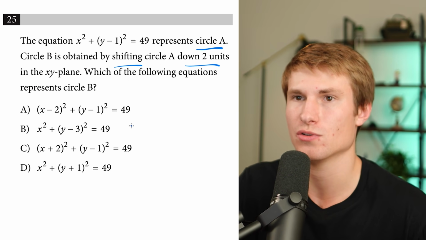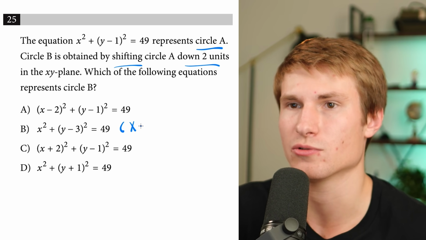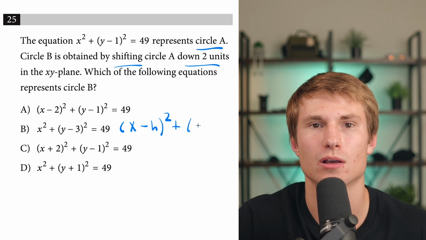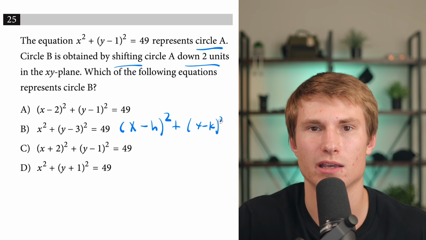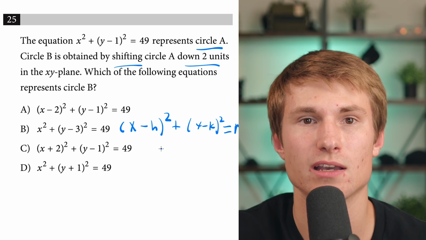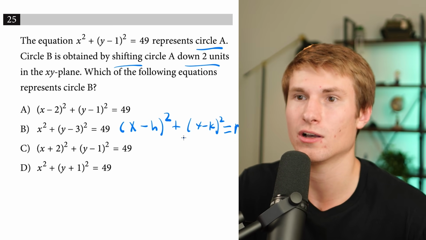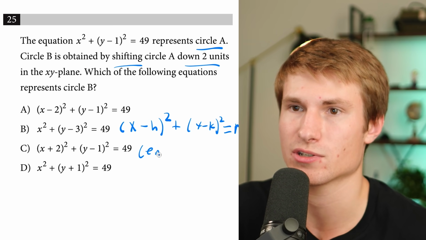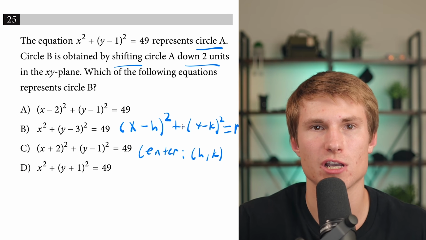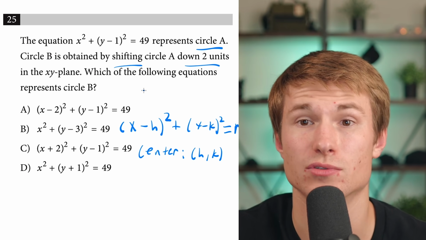So first, I want to show you what the circle equation is. The circle equation is this: (x minus h) squared plus (y minus k) squared is equal to r squared, where r is your radius, k is the center y value, and h is the center x value. So in this case, your center would be (h, k). All right, now that I've shown you the circle equation, let's talk about how you can quickly answer this as long as you know the circle equation.